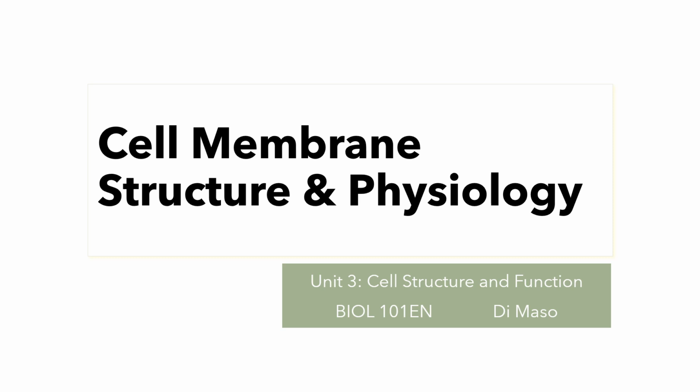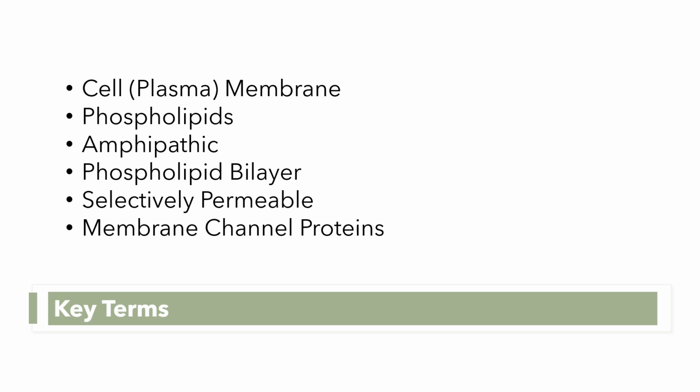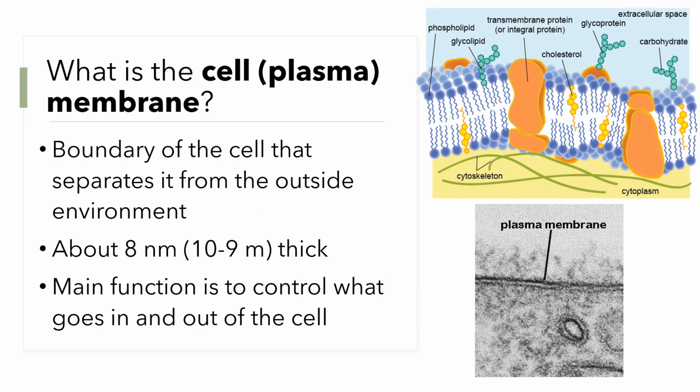So let's look into the cell membrane, specifically how it's made and how it functions to keep things in and out of the cell appropriately. So first, let's look at the structure of the membrane, because once again, with everything in biology, we have to know the structure in order to understand the function. So here are all of your key terms for this section.